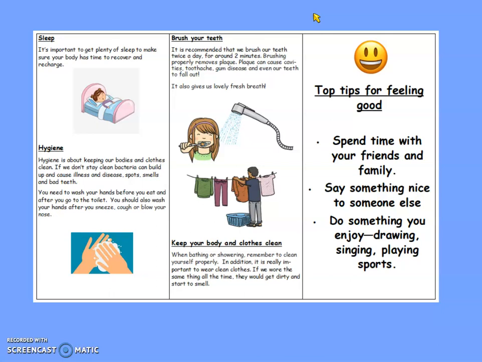Keep your body and clothes clean. When bathing or showering, remember to clean yourself properly. In addition, it is really important to wear clean clothes. If we wore the same thing all the time, they would get dirty and start to smell.